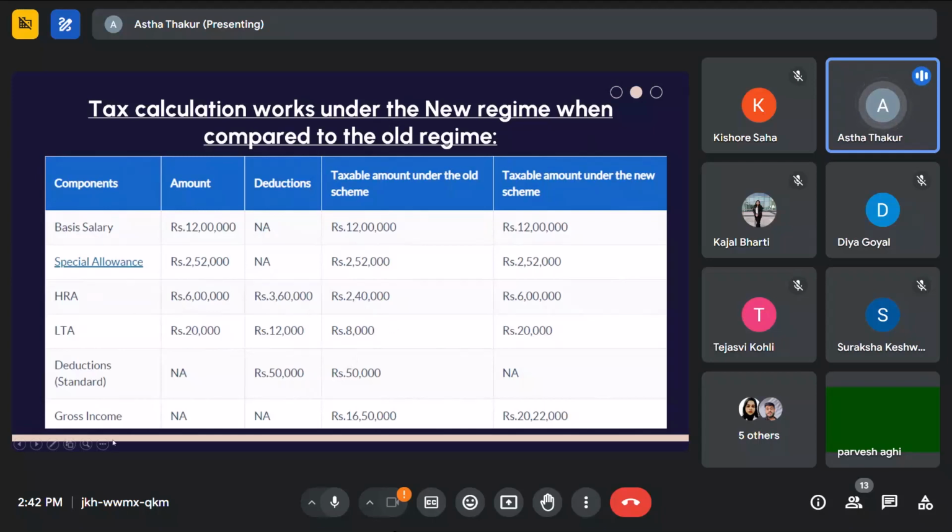So we can conclude that the gross income, taking into account the deductions in the old tax regime, will be 16 lakhs 50,000, but the taxable amount for the new tax regime will be 20 lakhs.